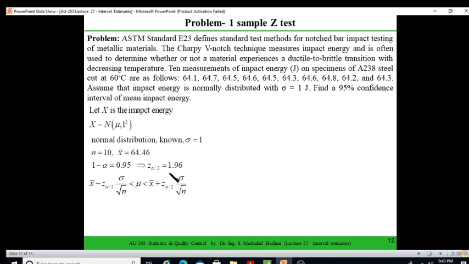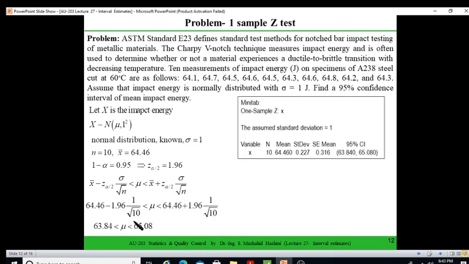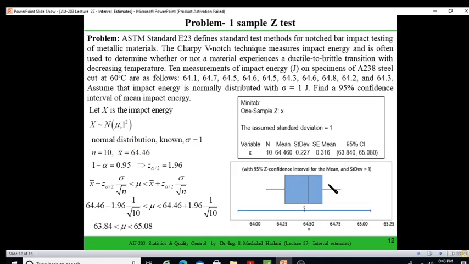So the formula for calculating the confidence interval is the sample mean plus or minus the critical value times the standard error, and we know sigma is known and n is 10. So substitute the values to get your required interval, and the same thing we can do in Minitab, and I will show you its box plot as well as its confidence interval.